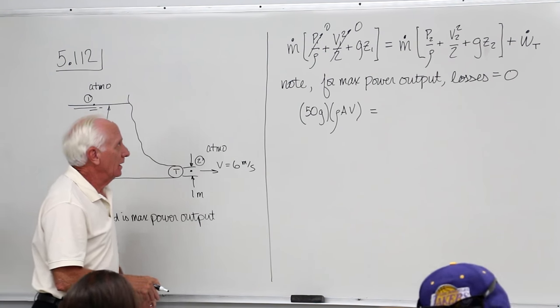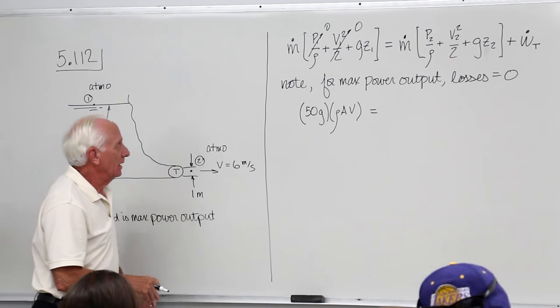Do I know the area? Yeah, it's pi d squared divided by 4. Do I know g? Yeah, it's 9.81. Problem solved. W dot turbine max is 2.22 megawatts.